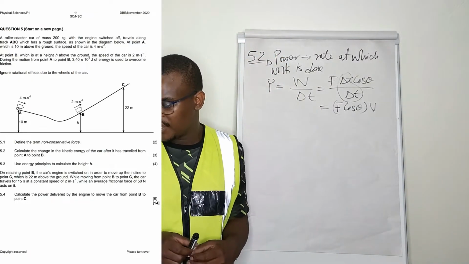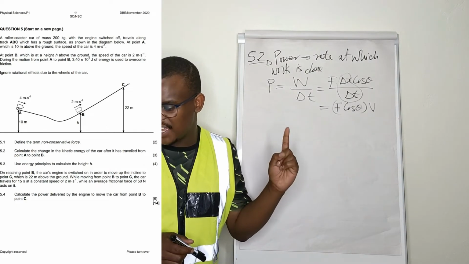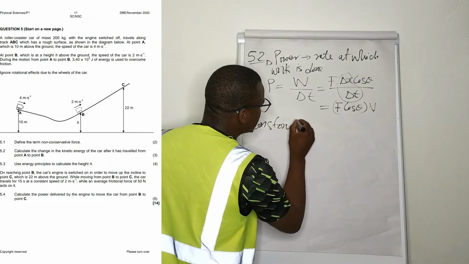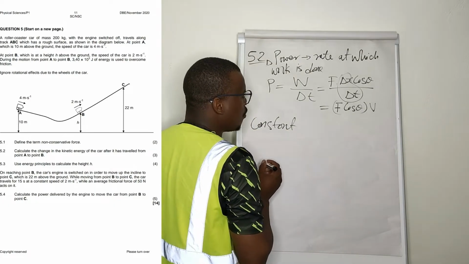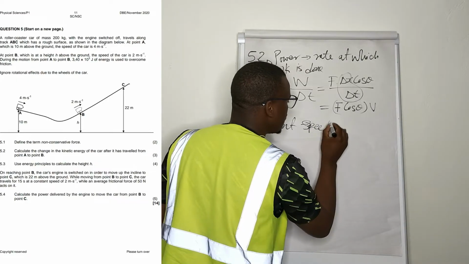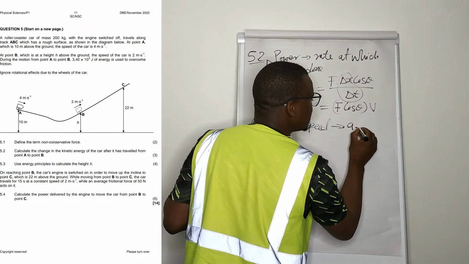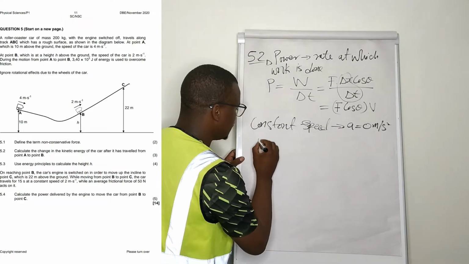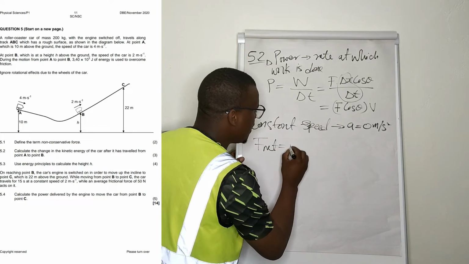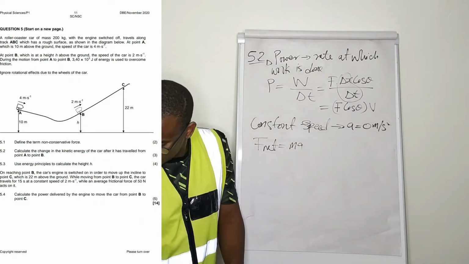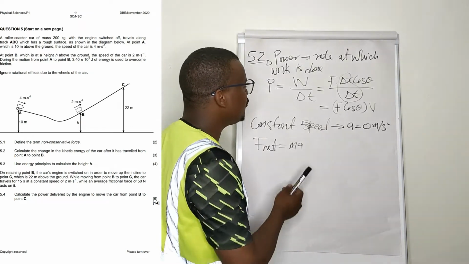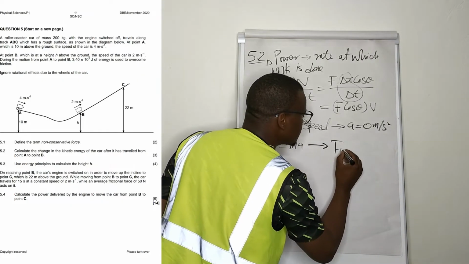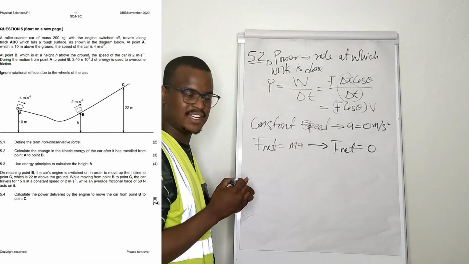To do this, you are told that the car travels up the incline for 15 seconds at a constant speed. What does this tell you? Constant speed means that your acceleration is 0 meters per second squared, so this object is not accelerating. And you know that F net is ma. If your speed is constant and your acceleration is 0, that tells you that your net force is 0.